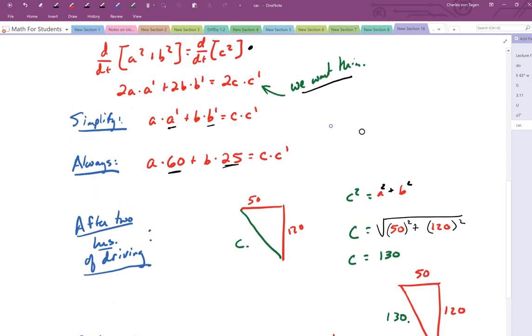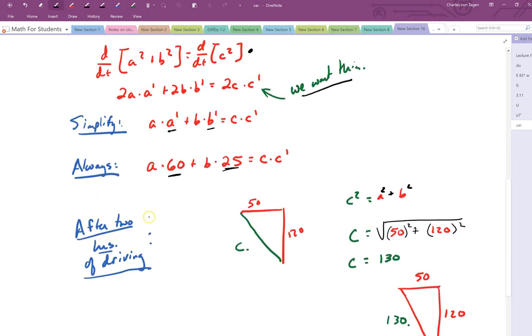Okay, so for our specific instance, though, the question isn't what is C prime always, although you can look at that and you'll find kind of an interesting result when you do. The question wasn't what is C prime always, but instead it was what is C prime after 2 hours have passed. So notice that after 2 hours have passed, the westward traveling car is now 50 miles from the starting position, and the car that is heading south is now 120 miles from the starting position.